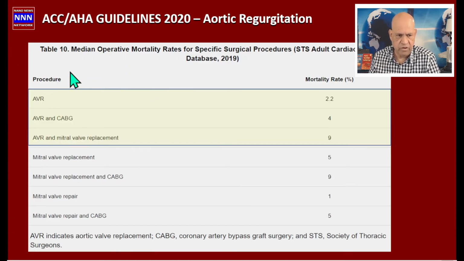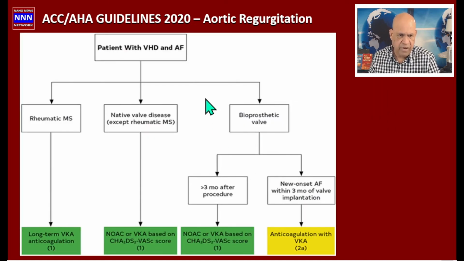This chart looks at the mortality rates for aortic valve replacement. If it's aortic valve replacement alone, it is 2.2%. If it's combined with CABG, it is 4%. If it's combined with mitral valve replacement, it is 9%. So this is important information we want to communicate with the patient and the family before we decide to do the surgery. Okay, we need to talk about valvular heart disease and atrial fibrillation.